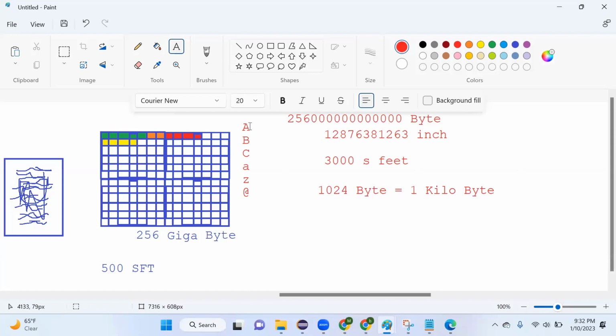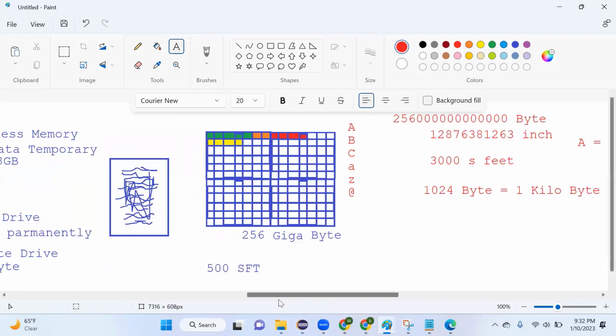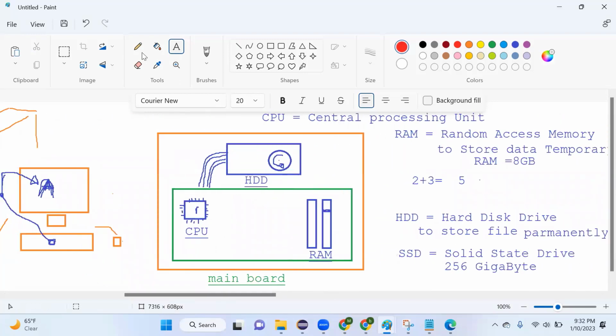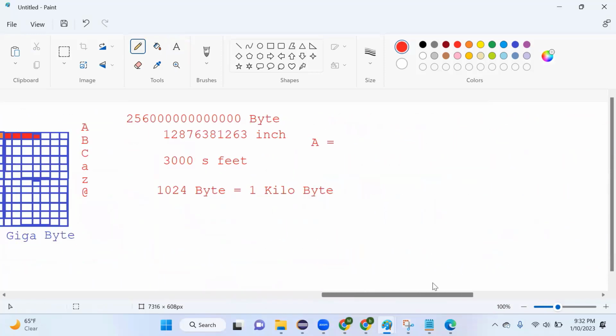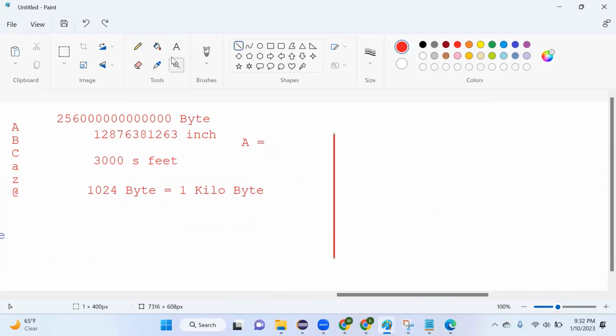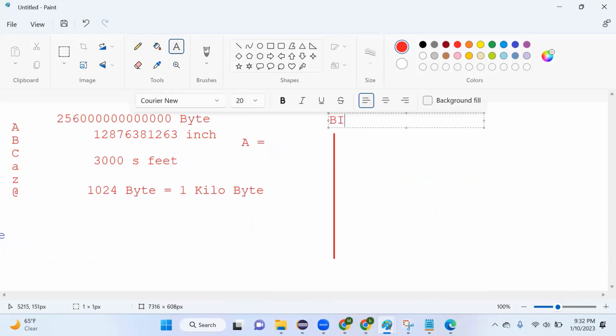But before that, every letter A... in the motherboard you see all the copper cables, thousands of copper cables, thin like hair, printed on the main board. Each of those copper cables is called a bit, 1 bit. What is a bit? A bit is nothing but a copper cable.